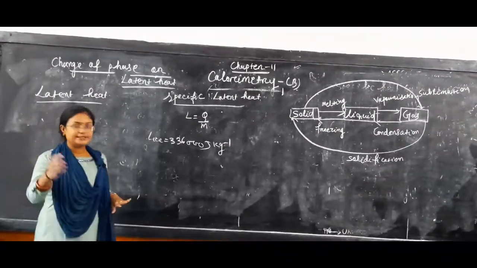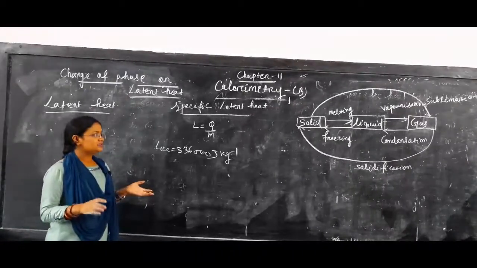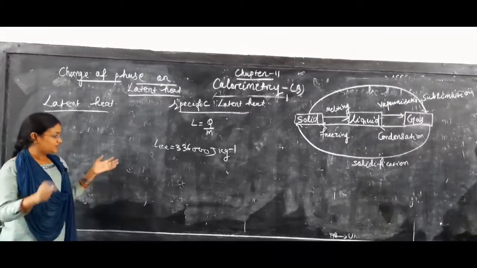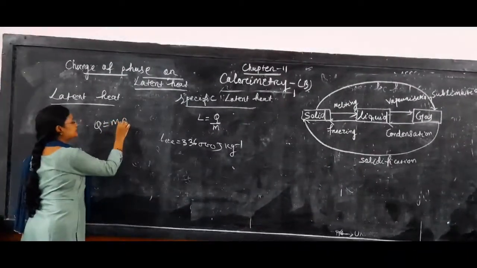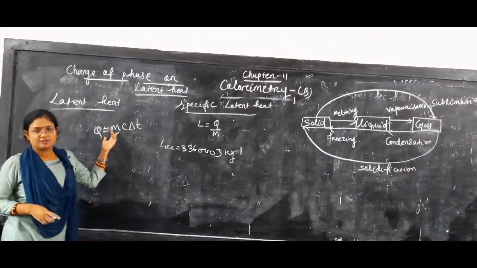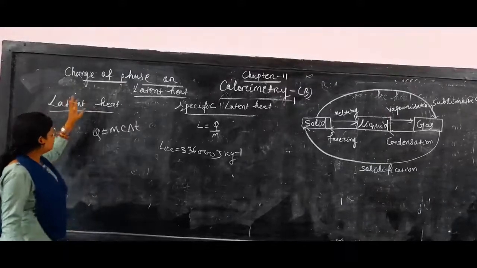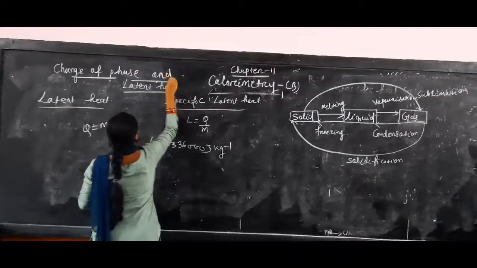Okay, so now we will start calorimetry part B, where the change of phase or latent heat comes in. Already we have discussed the specific heat capacity, and in that first part you only have to use one formula, Q equals mc delta T, and all your exercise questions are based on only this formula. After that, the change of phase and latent heat are two different things.